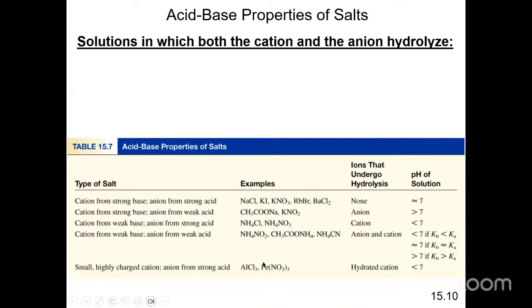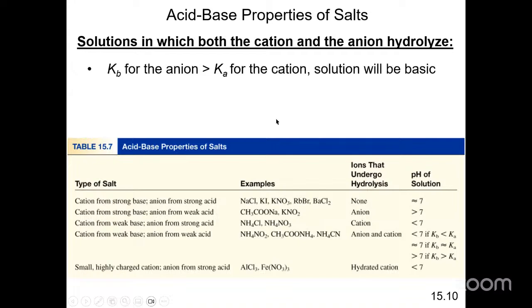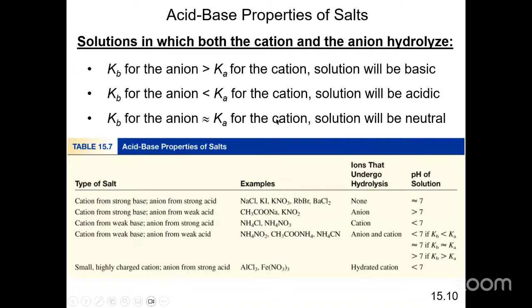And then, as we said before, we talked about the small, high charge density cations. Those will produce, of course, an acidic solution, and therefore the resulting solution will have a pH below 7. That's basically how we predict the acidity of salts. So this is a summary of what we just discussed. Kb greater than Ka, then the solution will be basic. If Kb is less than Ka, the solution is acidic. And if Kb is approximately equal to Ka, then that solution will be neutral.